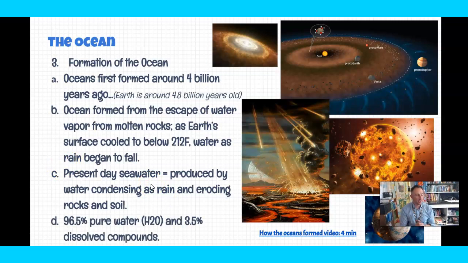So today, the ocean is 96.5% pure water, but 3.5% actually dissolved compounds, or anions and cations floating around in the water still. It's taken 4 billion years to get to 3.5%. So that's almost 1% every billion years. The ocean has gotten salty. That's about the rate. It's about 0.8% or something like that per billion years that the ocean is increasing in saltiness.